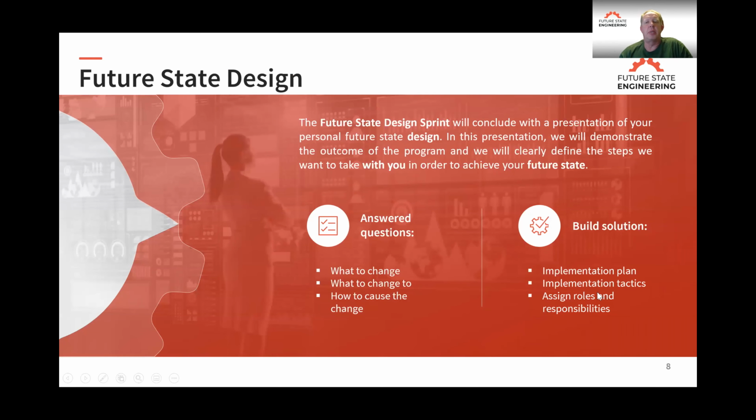Future State Design Sprints concludes with the presentation of your specific design and the action items that are necessary to achieve that breakthrough performance. As part of the transition, of course, there's going to be training. So there are also training needs that are identified as part of that process. Depending on what tools and techniques are needed to achieve your future state, there's also a training plan that'll go along with that.